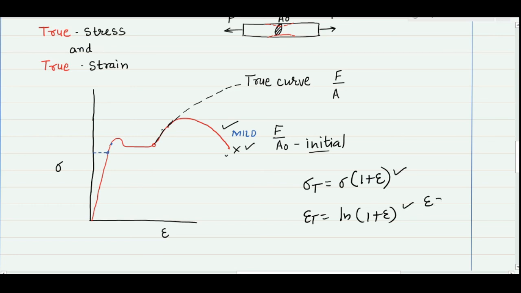And what is your strain? Your strain is actually the change in length divided by the original initial length of the bar. So these two formulas are again important for the GATE examination.